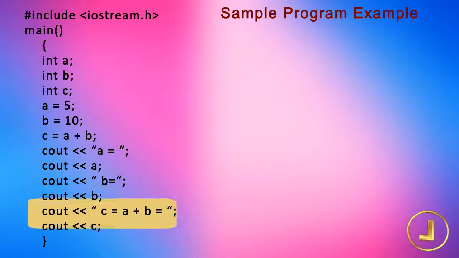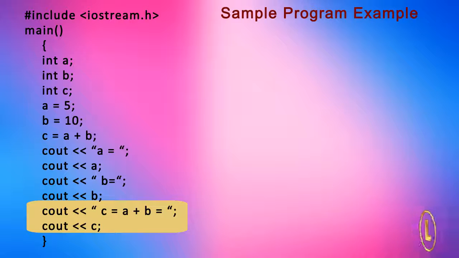The next two lines, cout << "C = A + B = " and cout << C, are written to display C = A + B = and the value of C, that is 15. Now when we execute the program after compiling, we get this output.